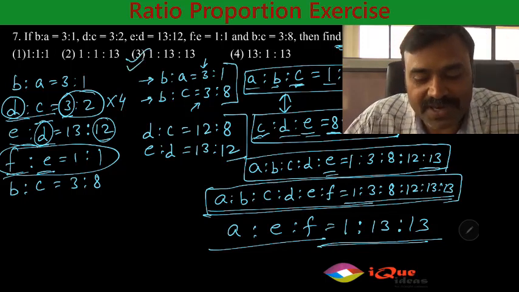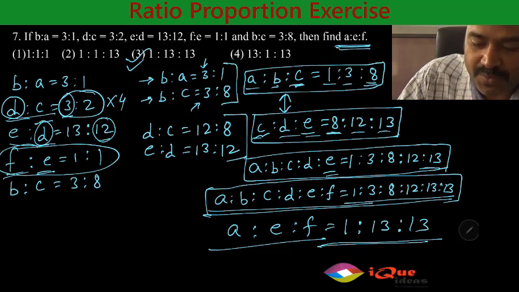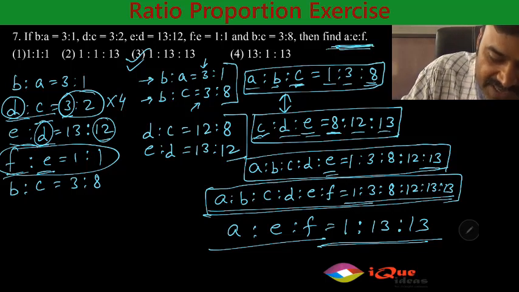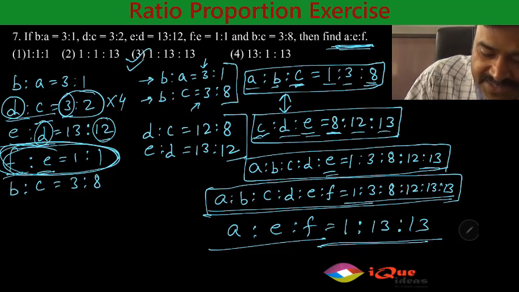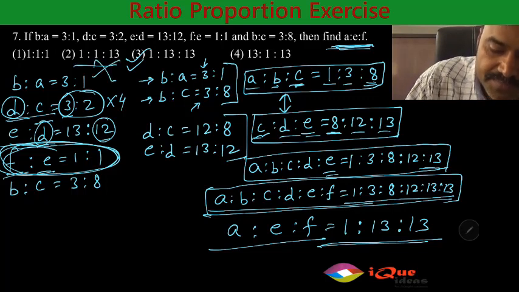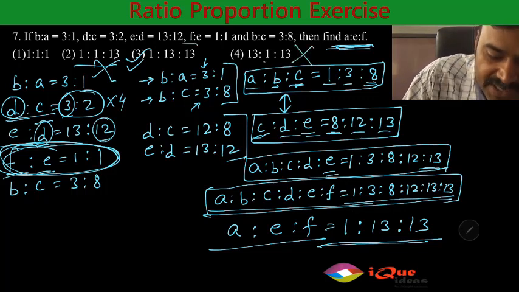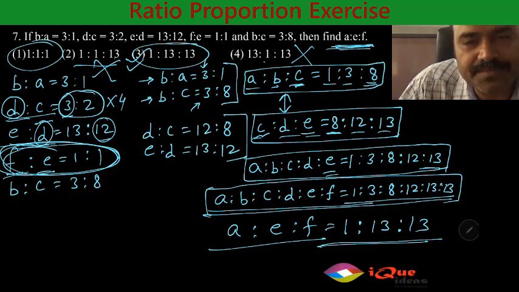Alright. Now there is one tricky part here. The question says find A is to E is to F, and we already have F is to E as 1 is to 1. That means F and E, wherever they are, they have to be same. If they are same, that means second option is anyways wrong, because they are not same. 1 and 13 are not same. Similarly, fourth option also wrong. The problem would happen with either the third or the first option.